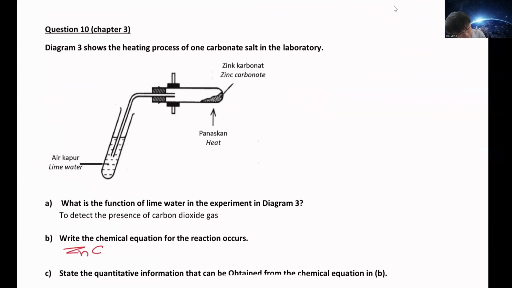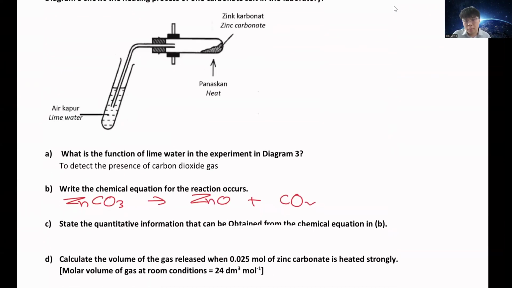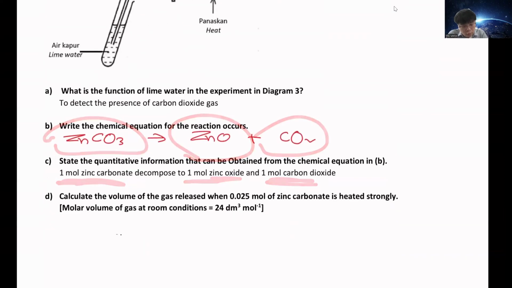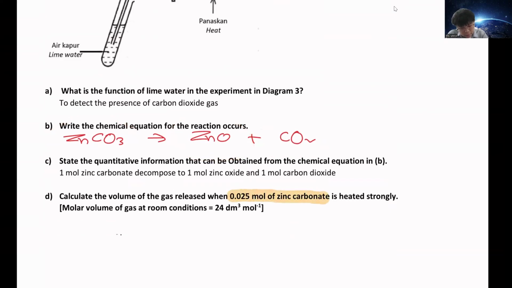Zinc carbonate. If you heat it, it becomes zinc oxide plus carbon dioxide gas. This is related to chapter 6 form 4. Okay, so normally if you are taking the first term exam for form 4, they will usually tell you that zinc carbonate when heated will become zinc oxide and carbon dioxide. So qualitatively, you can mention 1 mole of zinc carbonate decomposes to form 1 mole of zinc oxide and 1 mole of carbon dioxide. So what is the volume of the gas when 0.0125 of zinc carbonate is heated strongly?